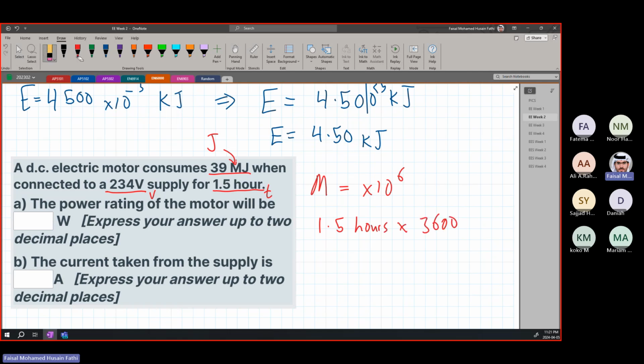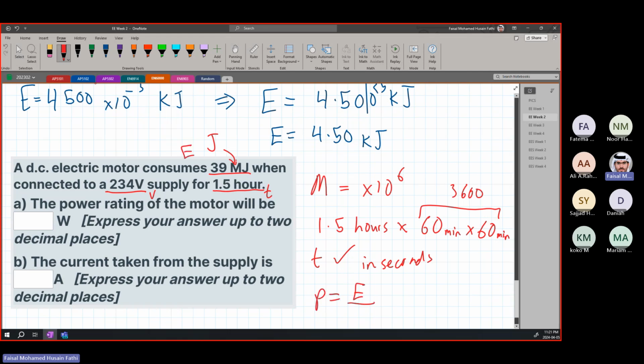To make it easier to understand, you have 60 minutes in 1 hour and 60 seconds in 1 minute, so 60 times 60, which is 3600. That's how you will convert the time into seconds. Once you convert the time into seconds, we have it in seconds. We have the energy in joules and we have the time, so we can find power. Power is just E over T.